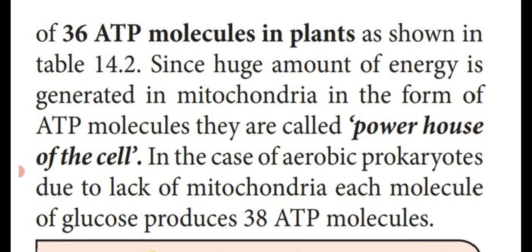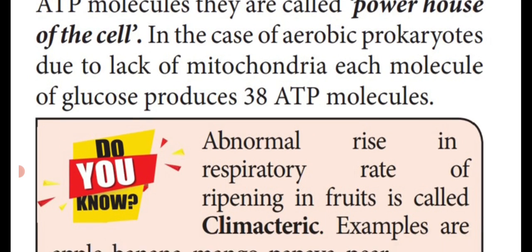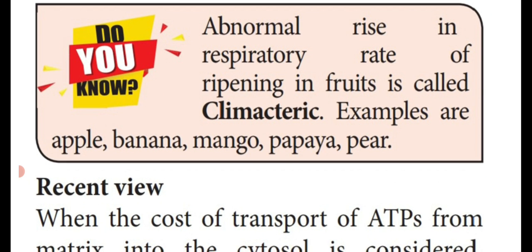So, normally aerobic respiration produces 36 ATP molecules, but lower prokaryotes produce 38 ATP molecules due to the absence of mitochondria. See the Do You Know paragraph.